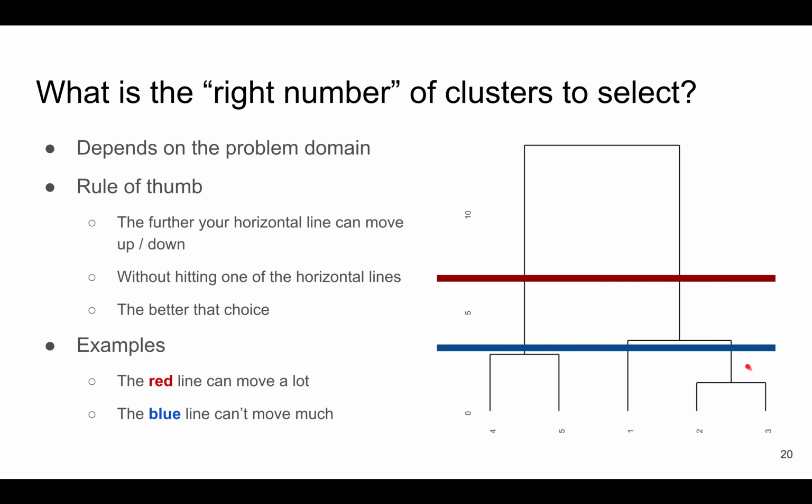So for example, let's consider this rule of thumb or rough guideline. The more your horizontal line can move up or down without hitting any of the horizontal lines of the dendrogram, the better that choice of number of clusters. So for example, the red line is pretty good because you can move a lot up and down before you hit the horizontal lines. Whereas the blue line can only move a little bit up or down before hitting these horizontal lines. So the red line and 2 clusters is probably a good choice, whereas the blue line and 3 clusters is probably not a good choice.